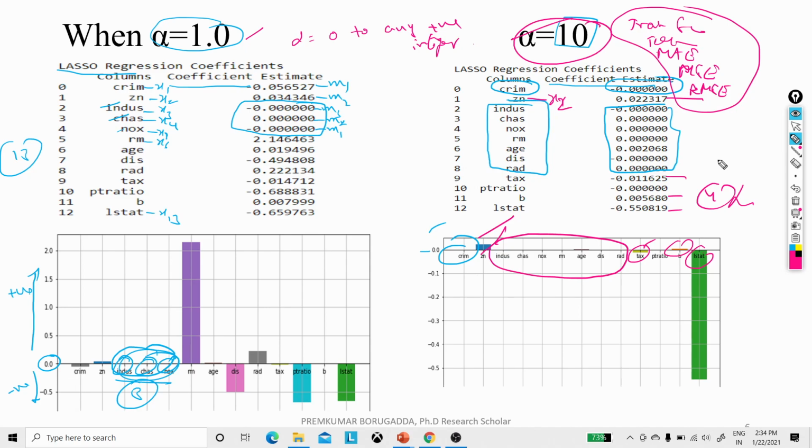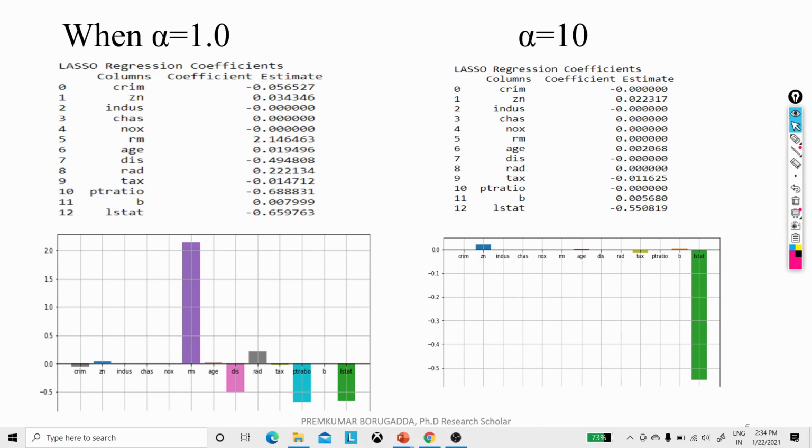So this is the way lasso regression can do automatic feature selection. This is the main advantage of feature selection in a regression problem.